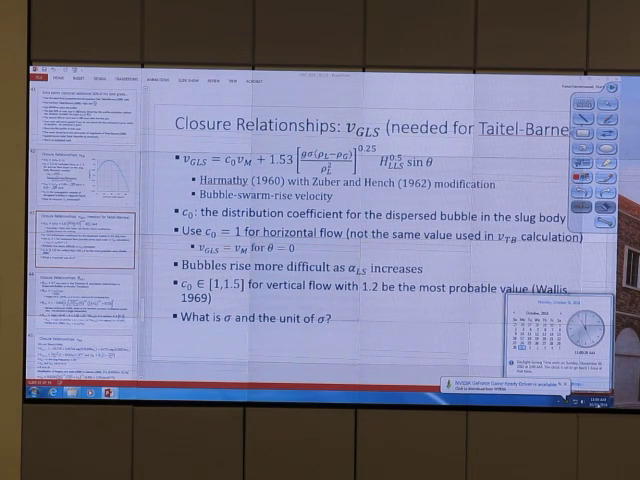Today we are going to finish up the slug flow and then talk about the vertical flow pattern, the transition for the vertical flow pattern. We will not talk about the pressure drop calculation in the vertical flow section yet.